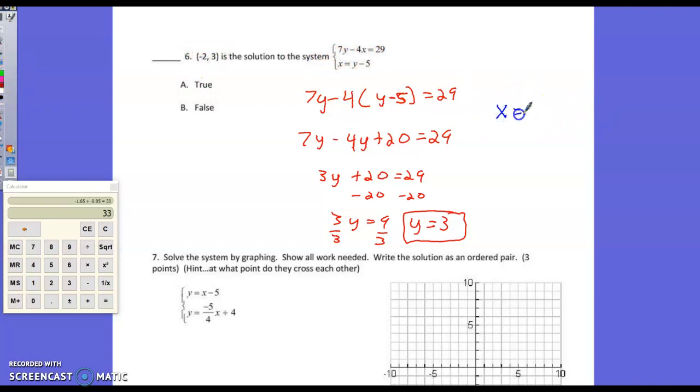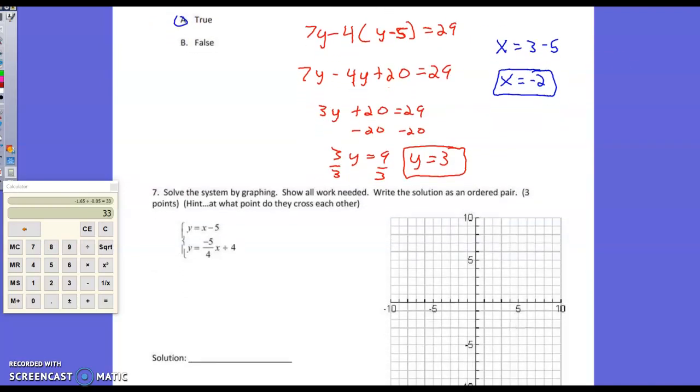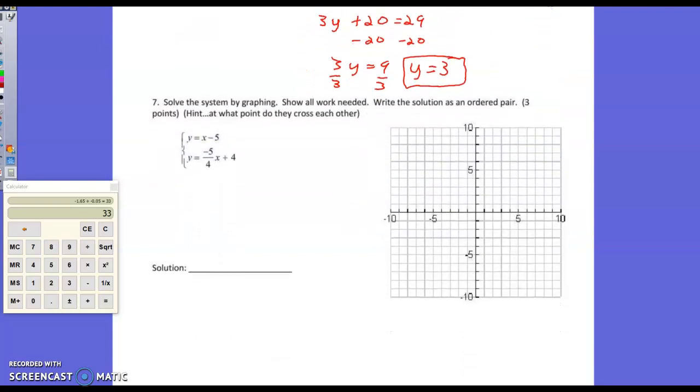X equals 3 minus 5, because I'm putting the 3 in for y. 3 minus 5 is negative 2. So it does check out to be true. That would be A. Alright, the next one we are solving by graphing.